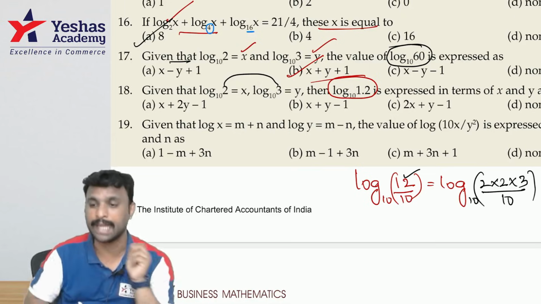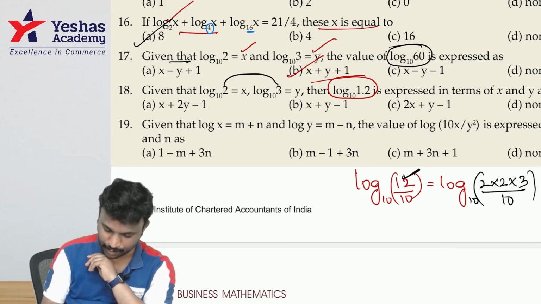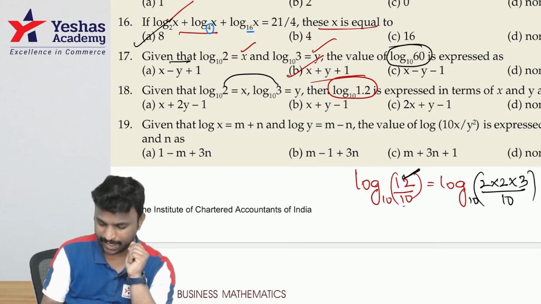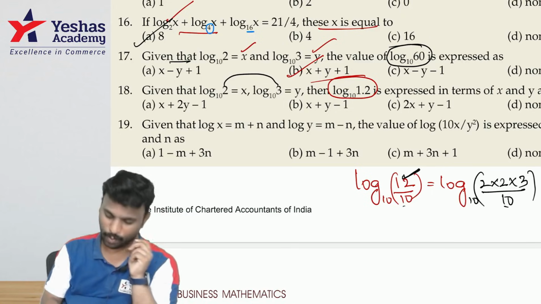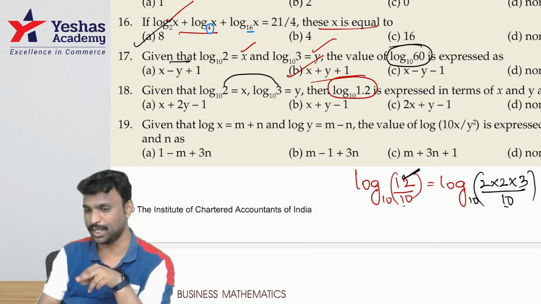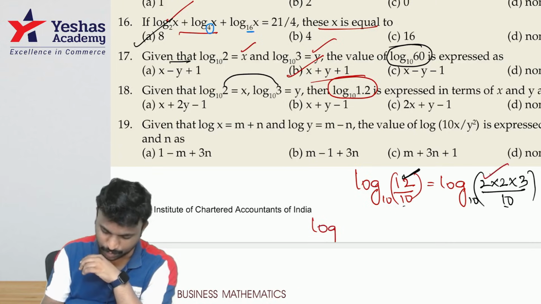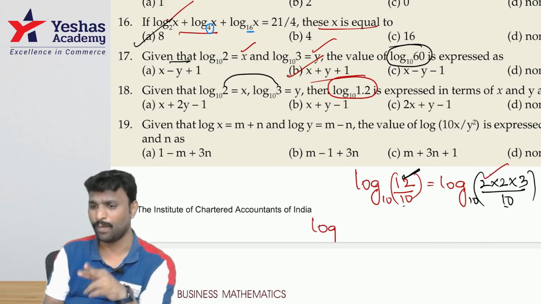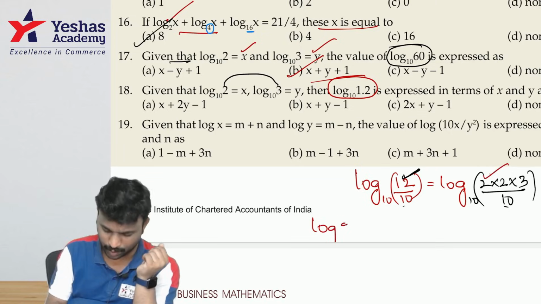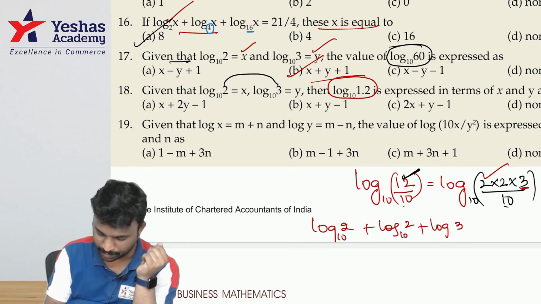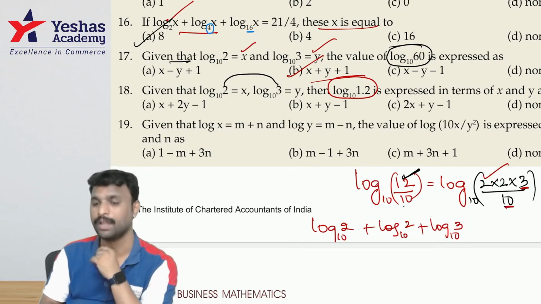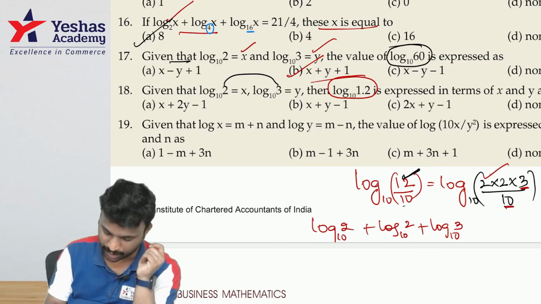So we shall keep 10 as it is, to the base 10. I just did the substitution for 12 as 2 into 2 into 3, and 10 I have kept as it is. As you know, whatever is multiplied within the log becomes addition, and whatever is divided becomes subtraction. Yes or no? So log 2 will be a positive term to the base 10, plus log 2 a positive term to the base 10, then log 3 again a positive term to the base 10. But 10 is in the denominator, so it becomes a negative term, minus log 10 to the base 10.